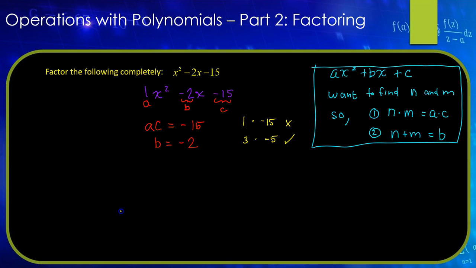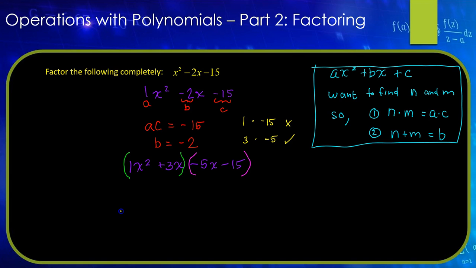Because what I'm going to do now is rewrite the middle term as, instead of just a minus 2x, I'm going to write it as a plus 3x minus 5x. So I'm basically splitting up the middle term, because now I want to do factoring by grouping. So I group the first set together, and I group the second set together. And then I'm going to see if I can find anything that will factor out of these two groups of 2.